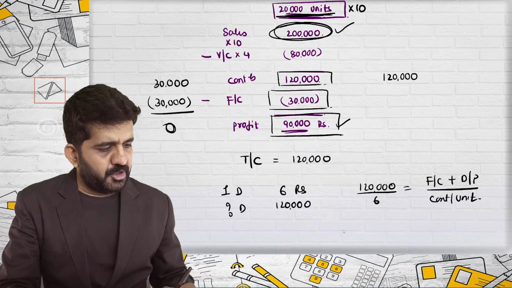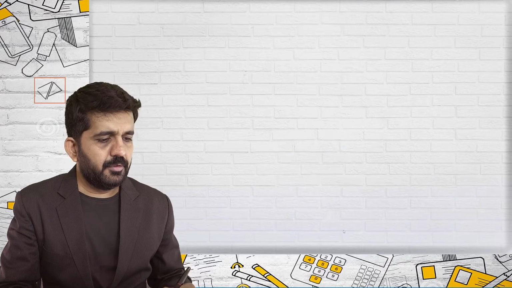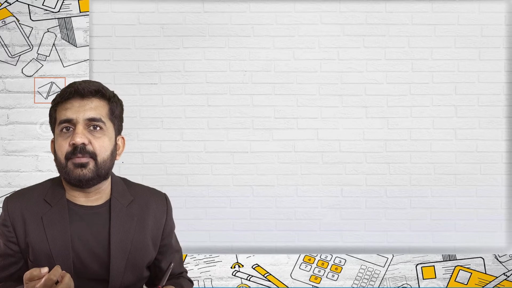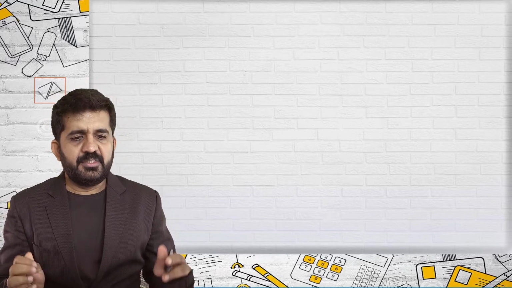And we have also understood the logic behind it. So what we have done: break-even point. Then we also understood the concept of desired profit. In break-even point, my desired profit will be 0.